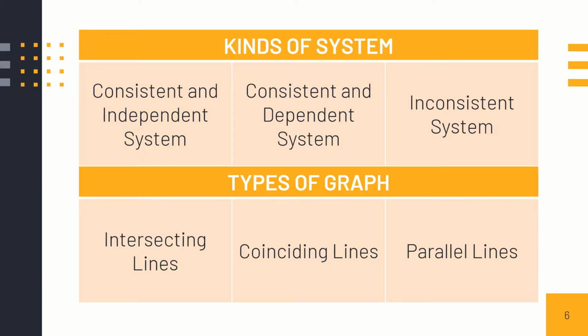Let's have a review of the kinds of systems and the types of graphs we have. If we have a consistent and independent system, we have intersecting lines. If we have a consistent and dependent system, we have coinciding lines. And lastly, if we have an inconsistent system, we have parallel lines.